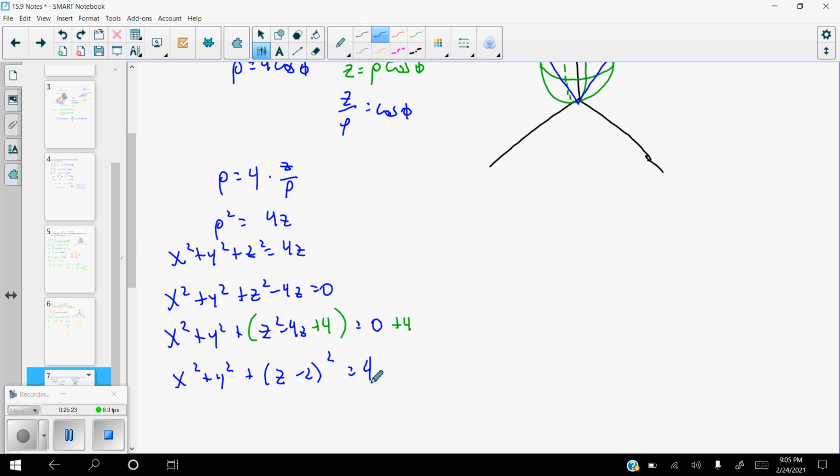equals 4. So now that is a standard equation of a sphere where the center is 0, 0, and 2. Remember, it's been shifted up 2 units. That's what the z minus 2 is. And the radius is 2.